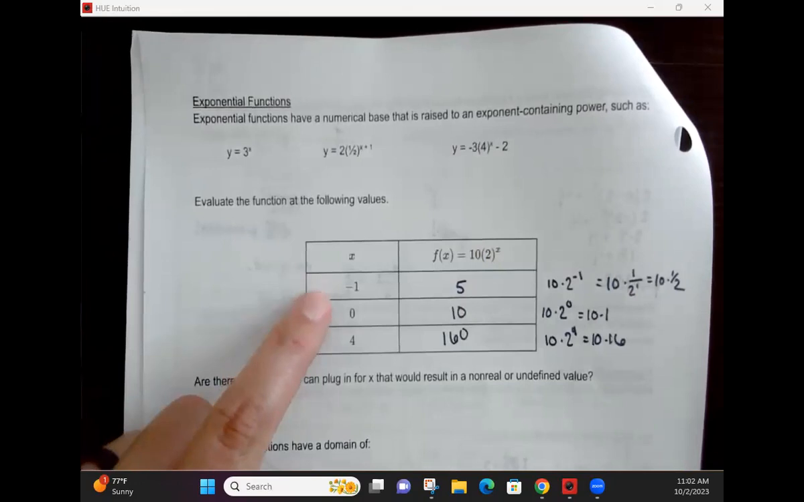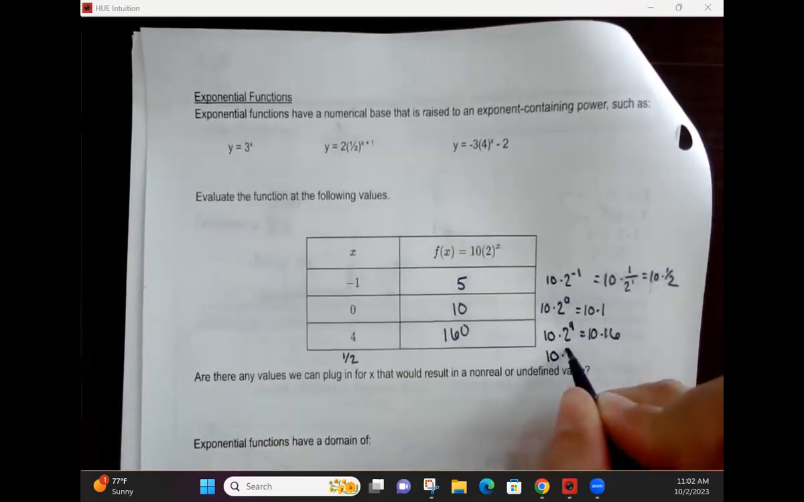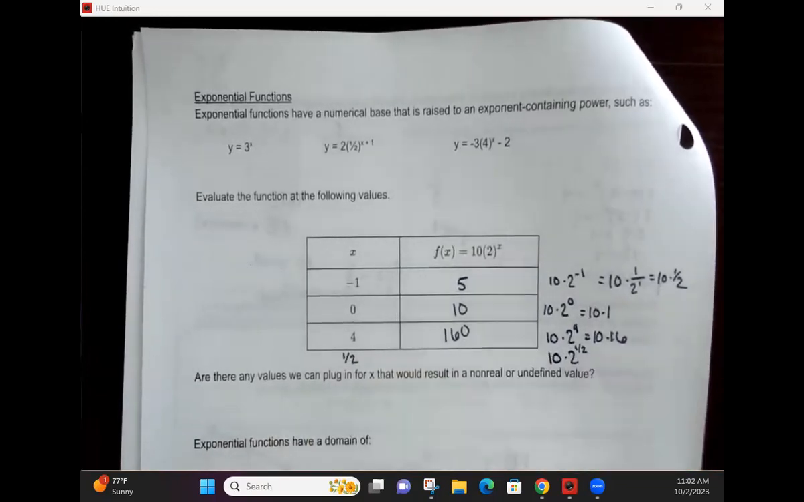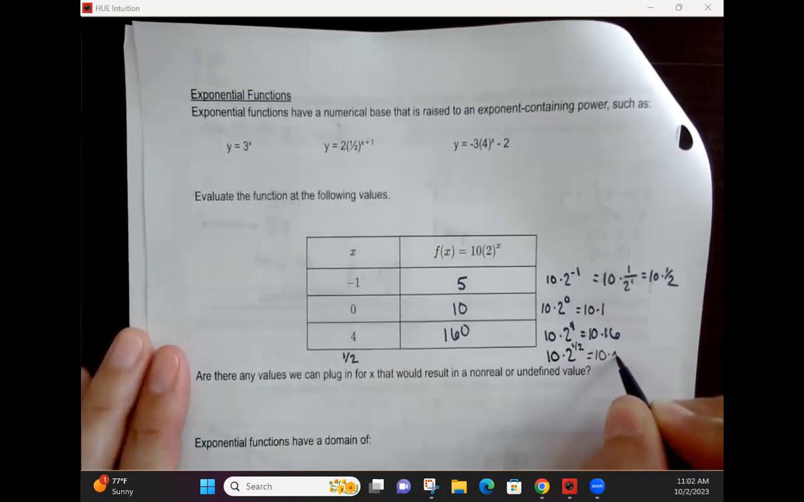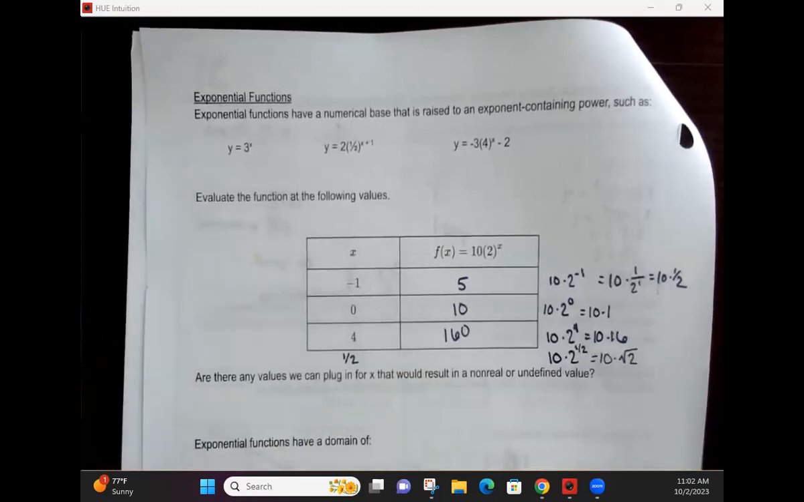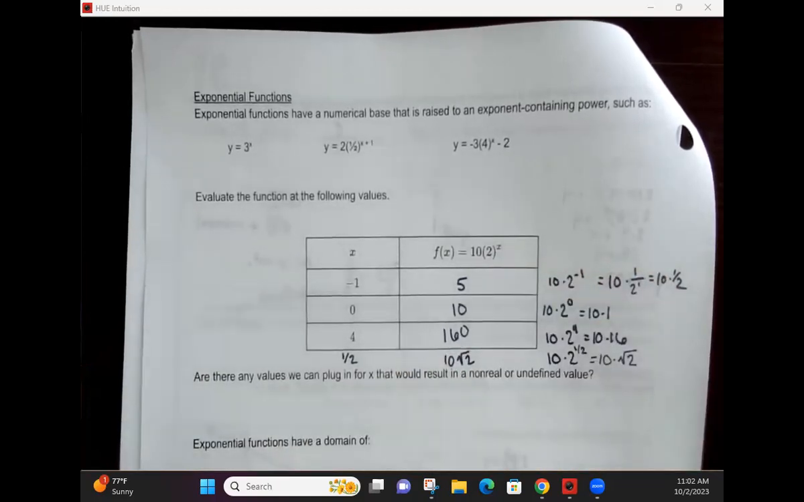So we did negatives, we did 0, we did positive. Could I do a fraction? Like, could I do a half? 10 times 2 to the half. Remember that fraction exponent we can represent as a root. So this would be 10 times the square root of 2. Do we know what the square root of 2 is? It's not a nice number, right? So I'm just going to leave this as 10 times the square root of 2. Whatever that number is, it's going to be some decimal, right? But I could do fractions.